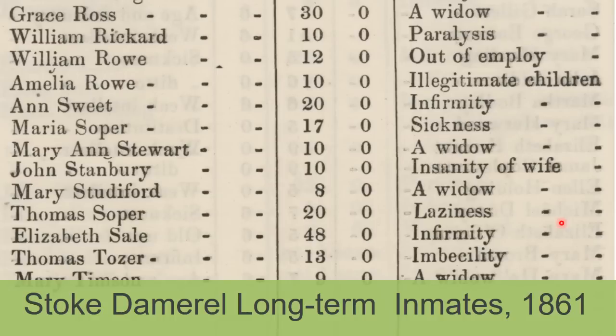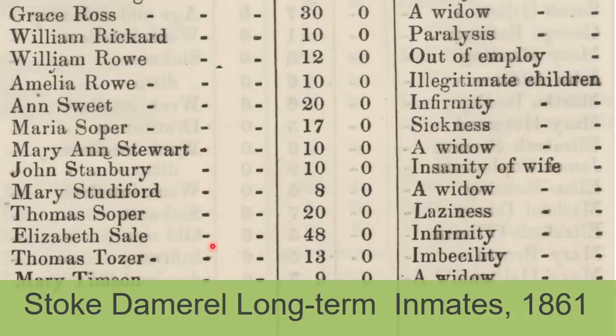So some examples of some of those items. First of all, we've got a parliamentary report from 1861, which recorded by name every single workhouse inmate in the country who'd been in residence for at least 5 years. This is a little section of the Stoke Damerel workhouse population. For each person, we've got a name, the number of years and months that they'd been in residence, and the reason that was given for their continued stay there.